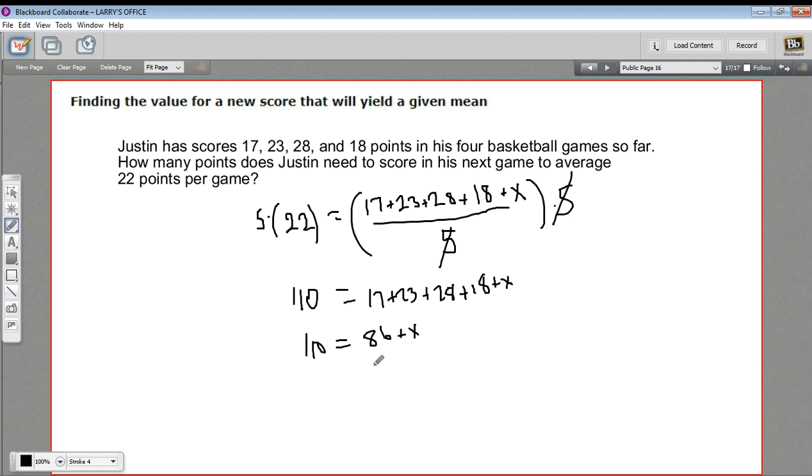And then to solve for x, all we need to do is subtract 86 from both sides. So we have 110 minus 86, and that is x equals 24. So to average 22 points per game, Justin needs to score 24 points in his next game. So that is how to find a value to make a mean what you want it to be.